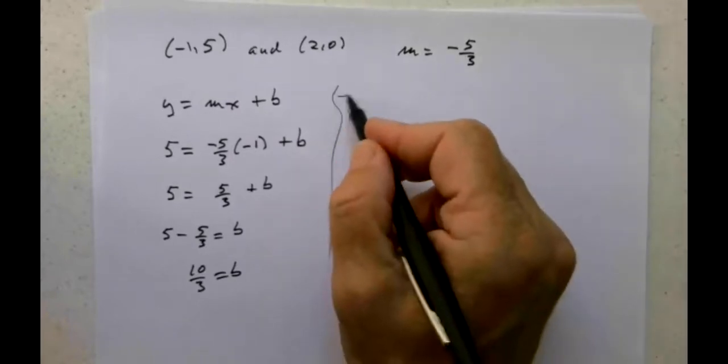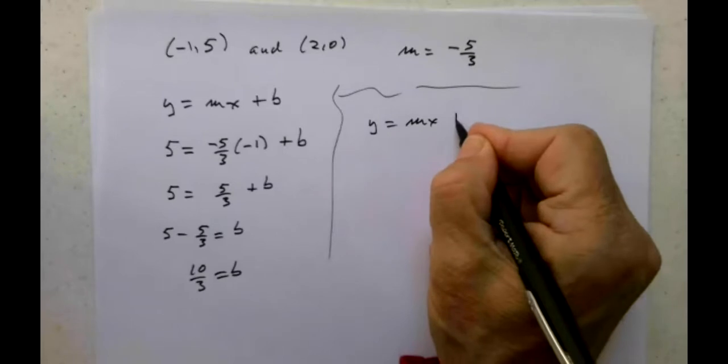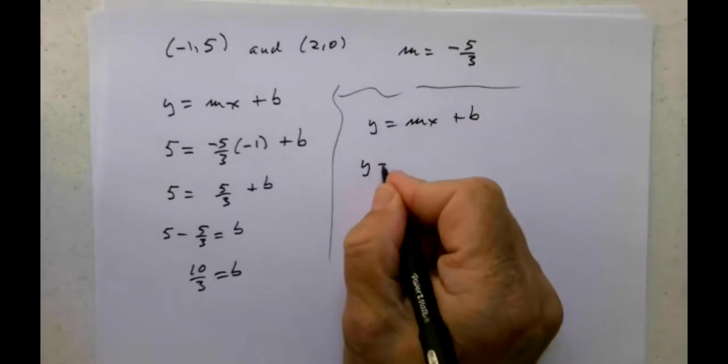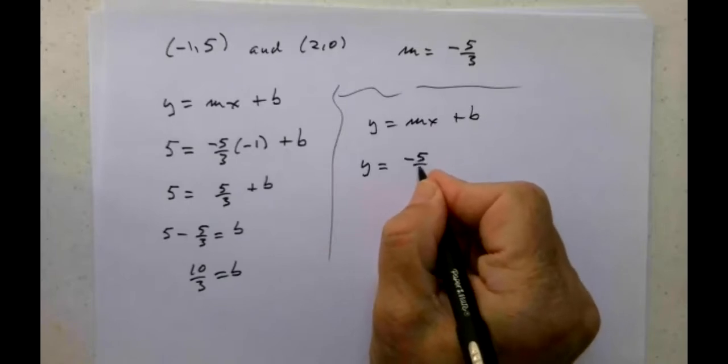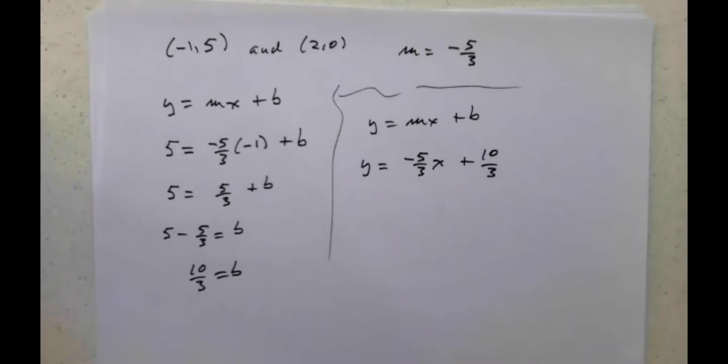Now that's not my answer, right? My answer is the equation of the line in slope-intercept form. So y equals mx plus b. m is -5/3. b is 10/3. My answer is y equals -5/3 x plus 10/3. So we found the equation of the line in slope-intercept form using 2 different models, using the slope-intercept model as well as the point-slope model.